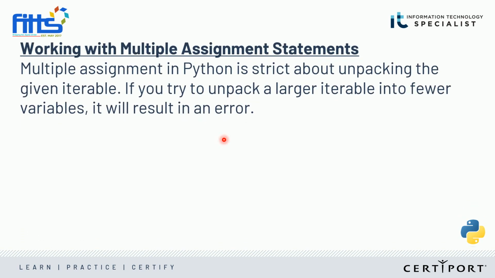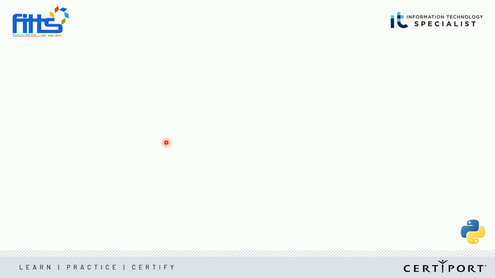Then we also need to note that multiple assignment in Python is strict about unpacking the given iterable. So if you try to unpack a larger iterable into fewer variables, it will result in an error. So you have gate, door, and you should have assigned 1 and 2. But if you add a third value, then you're going to get an error. So this is just what that means.